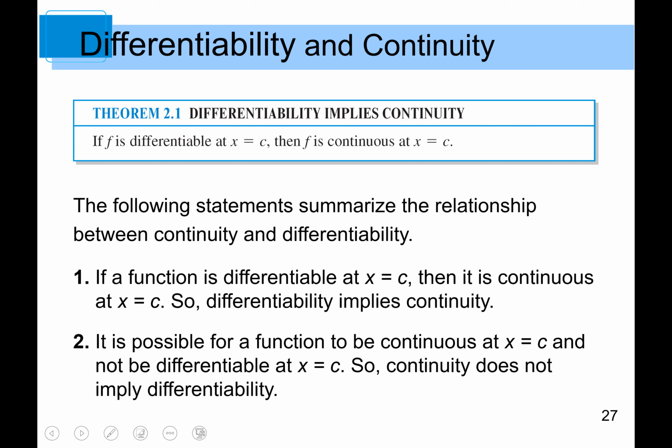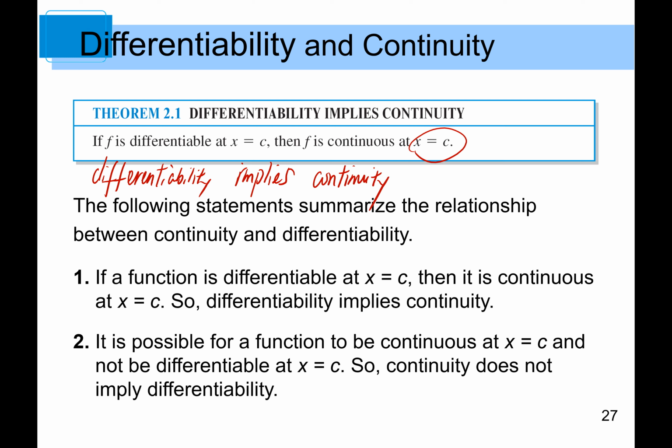Differentiability implies continuity. That's what we learned from the previous example. If f of x is differentiable at x equals c, then f of x is continuous at x equals c. So differentiability implies continuity, not the other way around, right? If a function is continuous, it may not be differentiable.